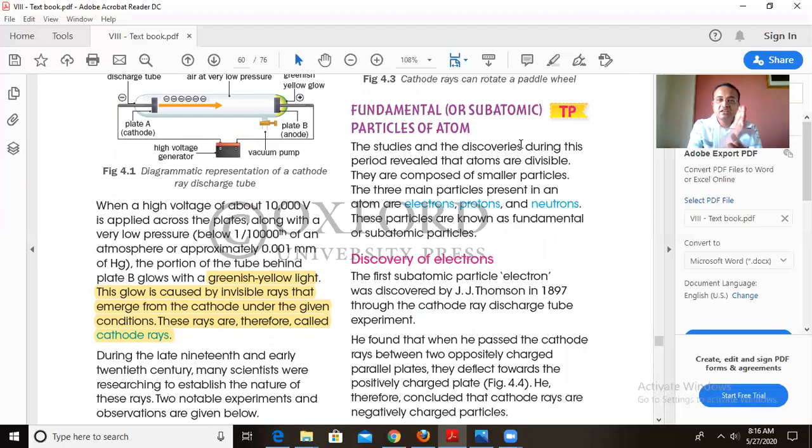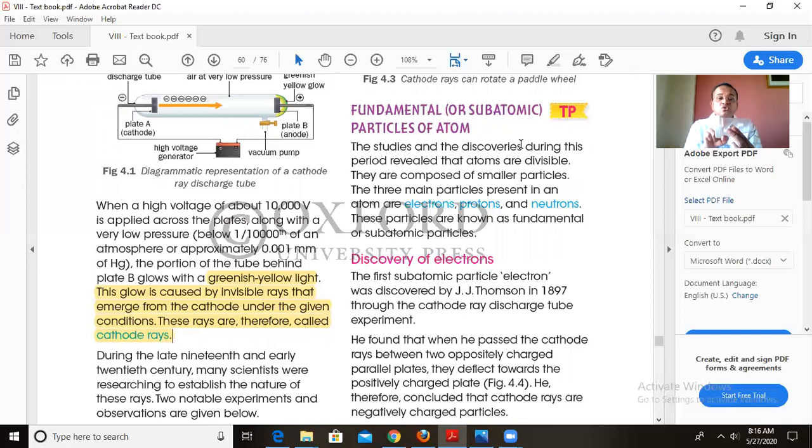this is your plate A, this is your plate B. Behind the plate B, that is behind the anode, cathode, anode, we can see a greenish yellow color glowing. A very nice glow will be seen over here.